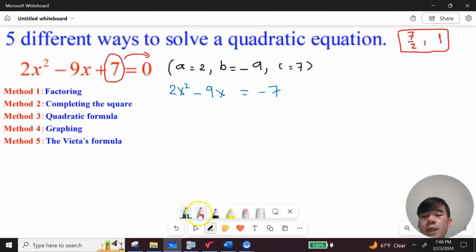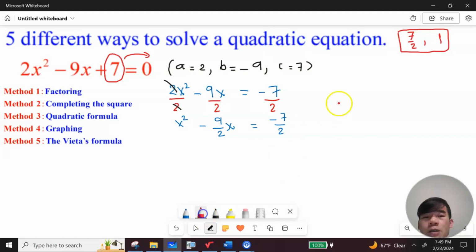And next, in order to complete the square, you need to make sure the coefficient in front of s squared equals 1. So I divide this by 2, and divide this by 2. You need to divide both sides by a equals 2. The 2 and 2 right here are gone. So basically you have s squared minus 9 over 2 s equals -7 over 2.